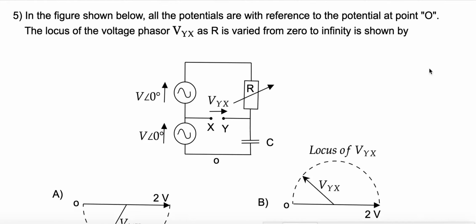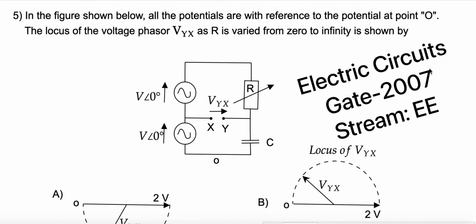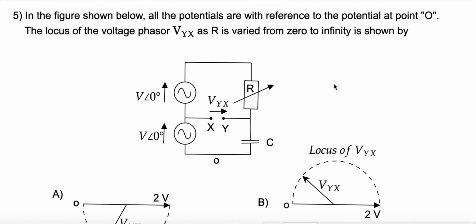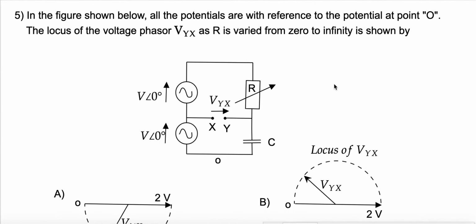The previous GATE questions of the E-stream paper, of the year 2007. This is the fifth question in the series. Let's solve this question. In the figure shown below, all the potentials are with respect to the potential at point O, that is the reference potential. The locus of the voltage Vyx as R is varied from 0 to infinity is shown by.